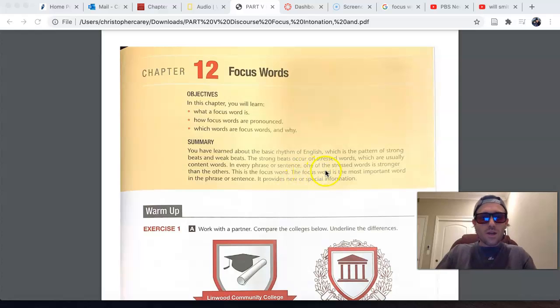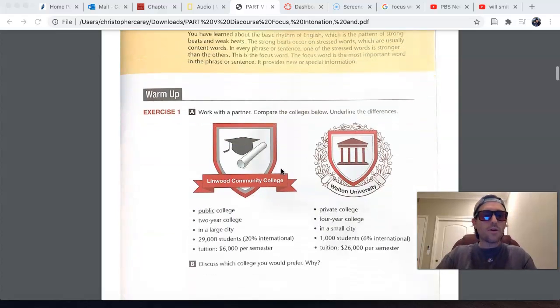So one of the other ways that we create rhythm in English is the use of focus words. In every phrase or sentence, one of the stressed words is stronger than all the others. We call that a focus word. The focus word we consider is the most important word in a phrase or sentence because it provides new or special information.